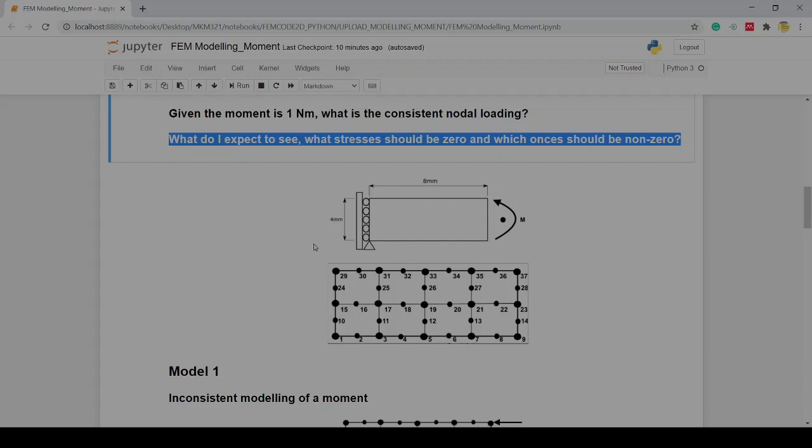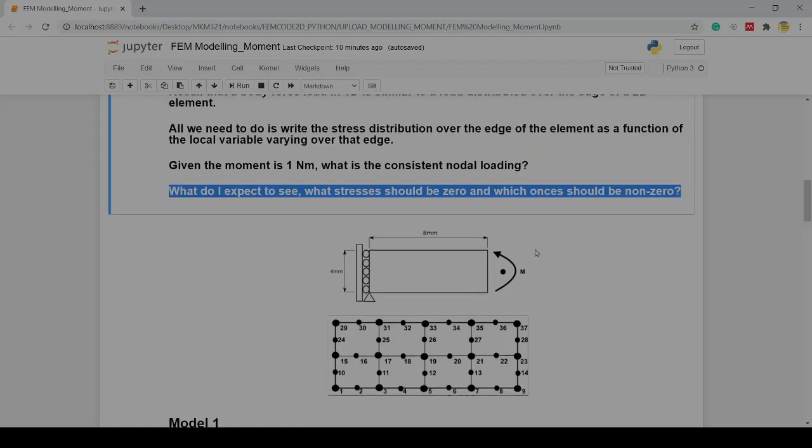So this is going to be the setup: a 1 Newton meter moment applied here, 4 millimeter height, 8 millimeter long, rollers here, clamped there, so this can have Poisson's contraction. That is essentially the structure that we have. Let's look first at the inconsistent way of modeling this. The first stab, if you think about how to go about it, would be to model it by having a force pushing at the top and a force pulling at the bottom, so that we have compression at the top and tension at the bottom. That's maybe the first thing one would imagine.